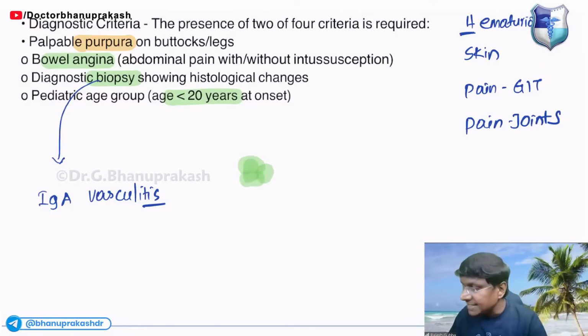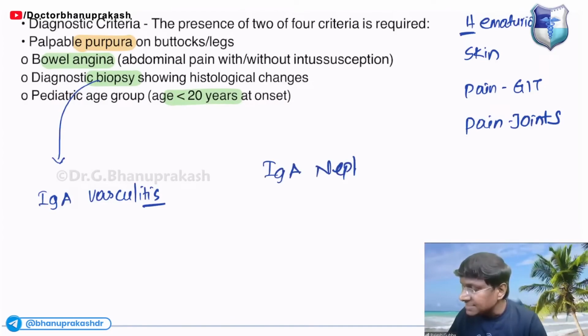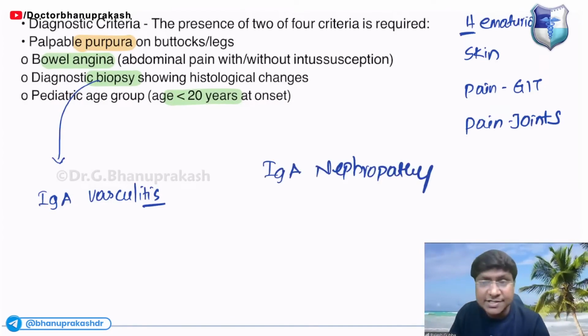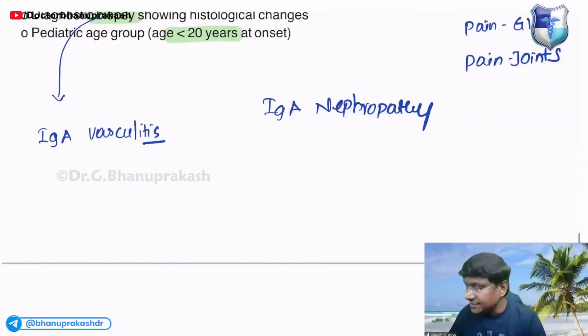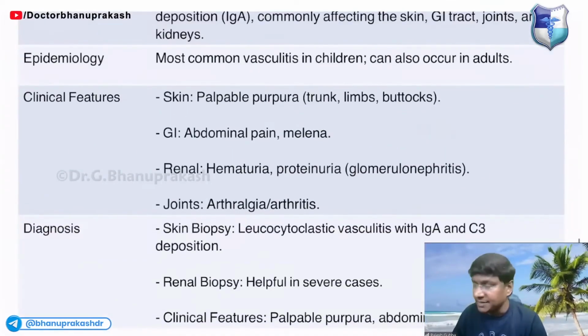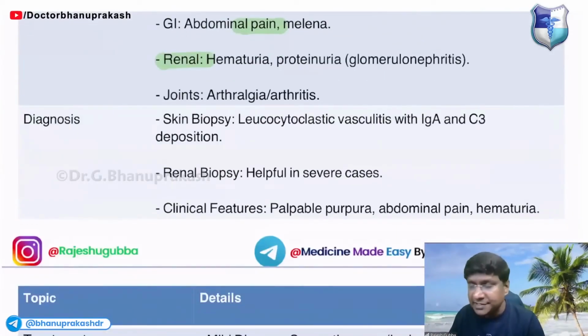And remember, your IgA nephropathy is different. IgA nephropathy, that will be your Berger's disease, where you have recurrent hematuria. Whereas IgA vasculitis is different, which is the Henoch-Schönlein's purpura. So this is the summary. Skin involvement will be in the form of palpable purpura. Gastrointestinal involvement will be in the form of abdominal pain and melena. Kidney involvement will be in the form of hematuria and proteinuria due to glomerulonephritis. Joint involvement will be in the form of arthritis.